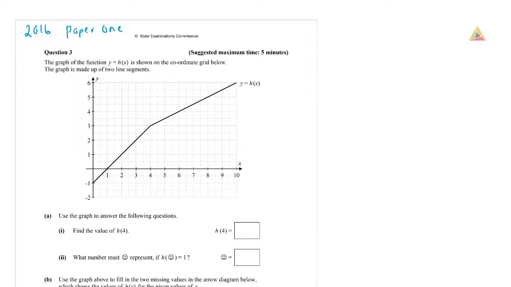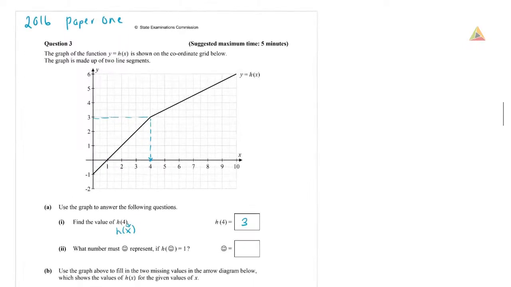So another way of writing h of 4 is h of x. So you want to get what y is when x is 4. So you go to where x is 4, so it's here on the graph. You go with your ruler up as far as the line segment, see where it hits it, and come across on the y-axis. So y is 3. So h of 4 is equal to 3.